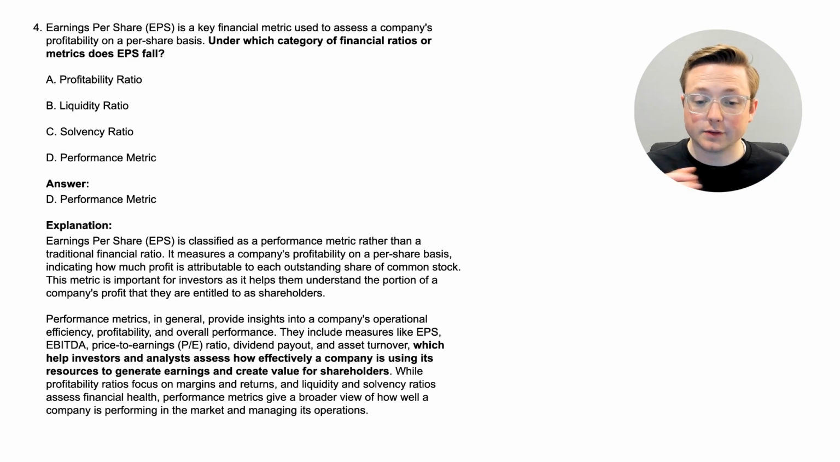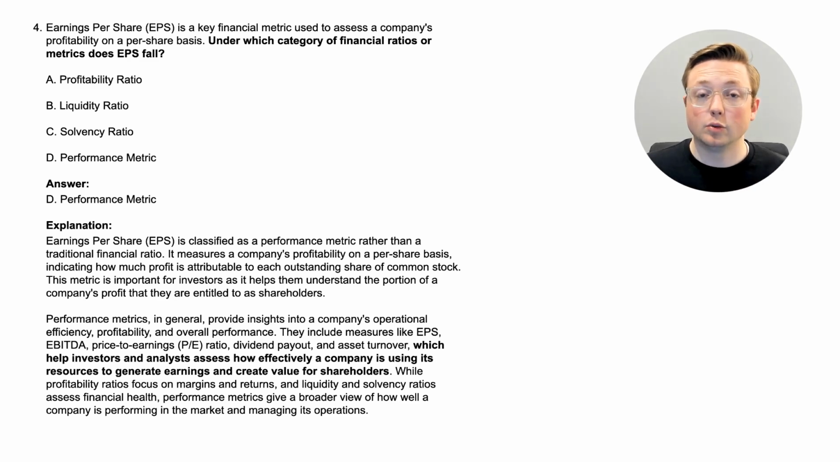While profitability ratios focus on margins and returns, and the liquidity and solvency ratios assess financial health, performance metrics give a broader view of how well a company is performing in the market and managing its operations. So it's a lot about how they are performing with their operations and how they are looking to shareholders. So those are performance metrics. Again, we've talked about profitability, liquidity, solvency, and some performance metrics. These are the general categories that we're going to dive into more in depth in the next videos.